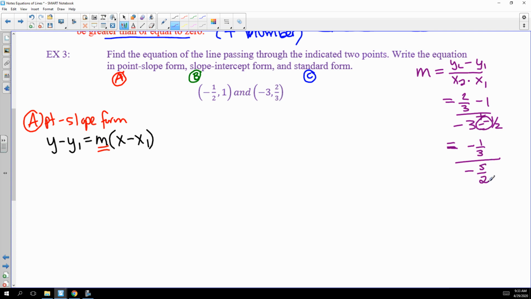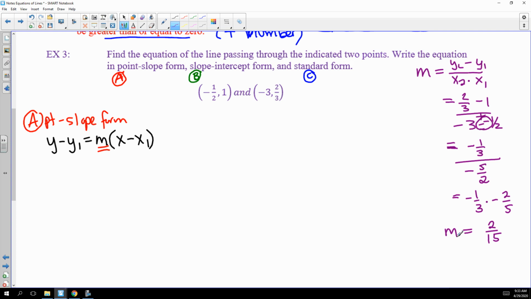Okay, now I have a fraction divided by another fraction, so you're having to use all of your skills here. When we divide fractions, remember that we multiply by the reciprocal. So negative 1/3 times the reciprocal of negative 5 halves, which is negative 2/5. And then we're going to get 2 over 15 for the slope. There we go. Now we actually have something that we can use.